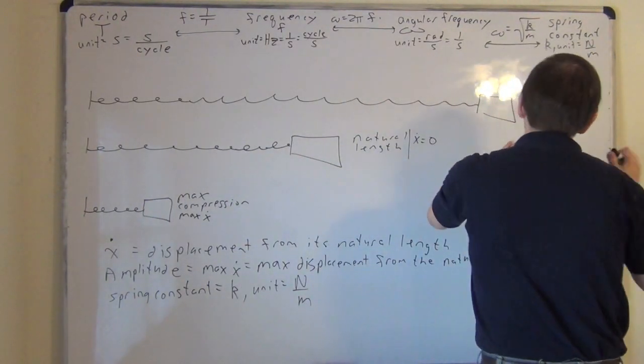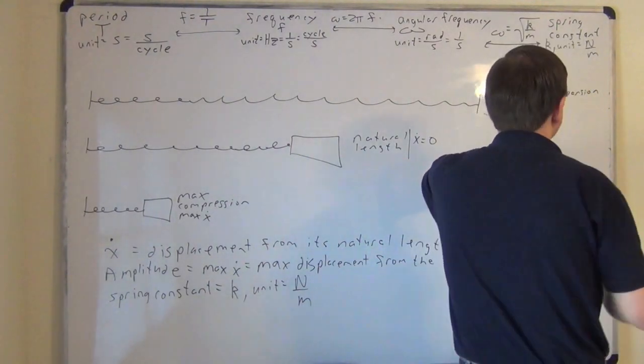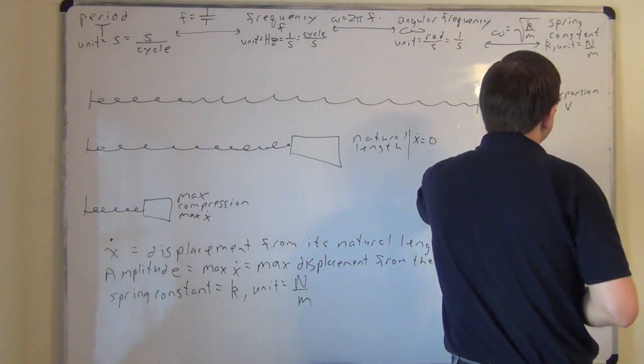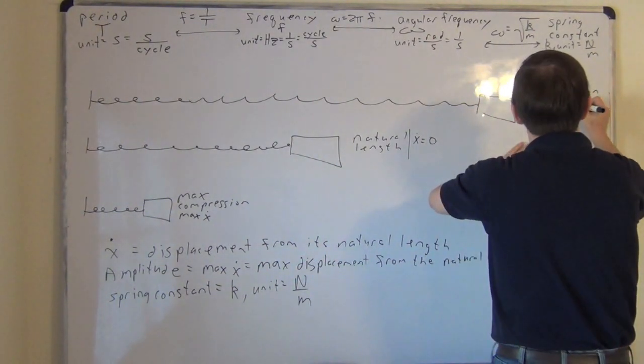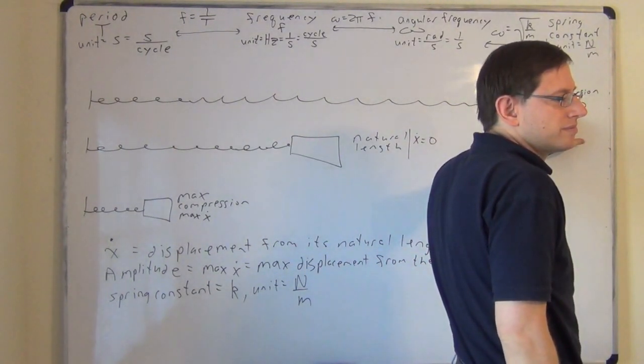All right. What can you say about the speed at this point? It's 0? That's right. How do you know the speed is 0 here? Because if it's at its max expansion, it's about to be on its way back. So it's not moving anymore. It can't go any further.